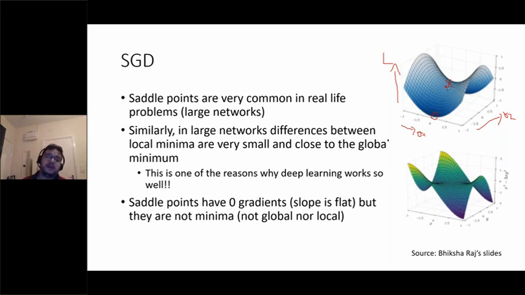We call this what? You remember? Saddle point. We call this a saddle point. And we can find it by the second derivative, but that's another story. The second derivative is not ideal to compute. It takes a lot of time to compute the second derivative in complex problems.